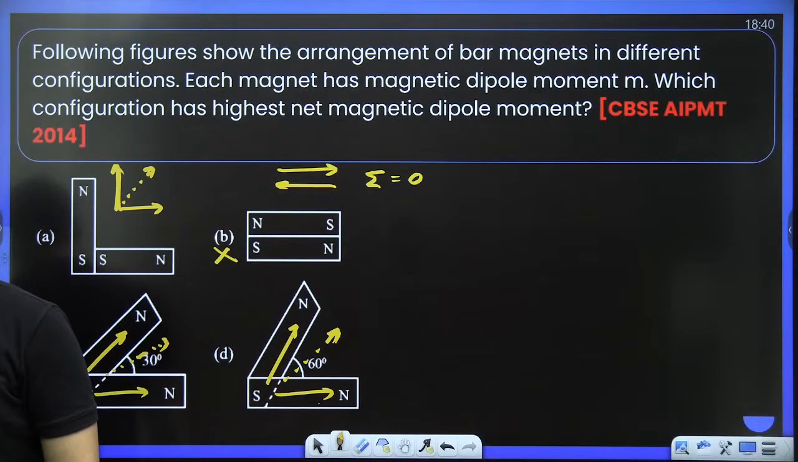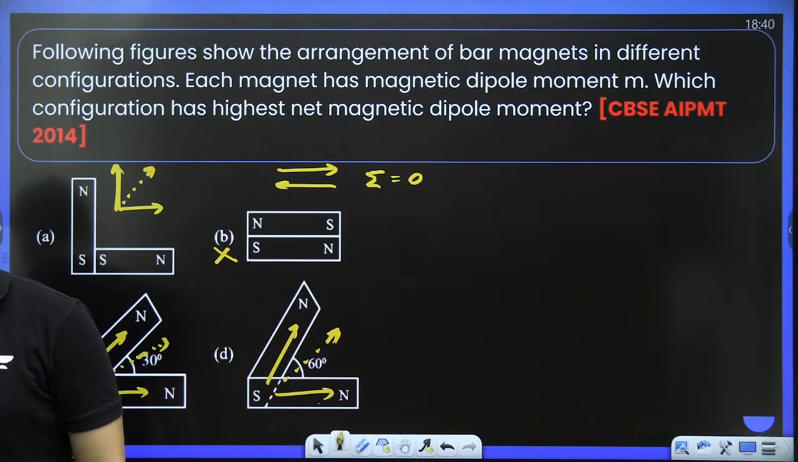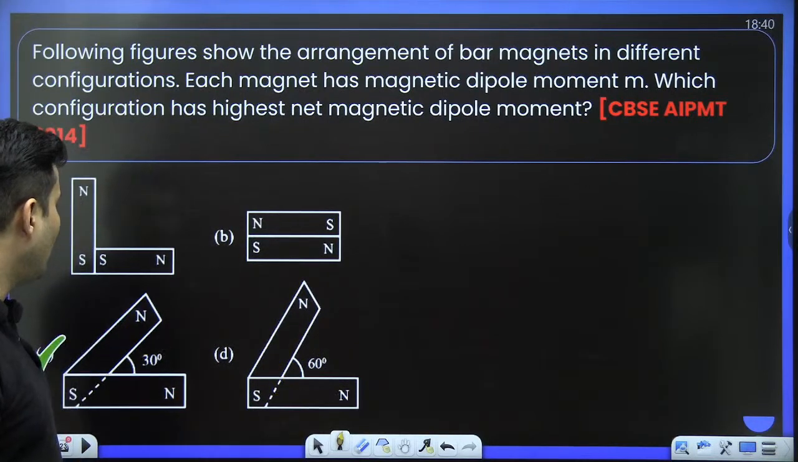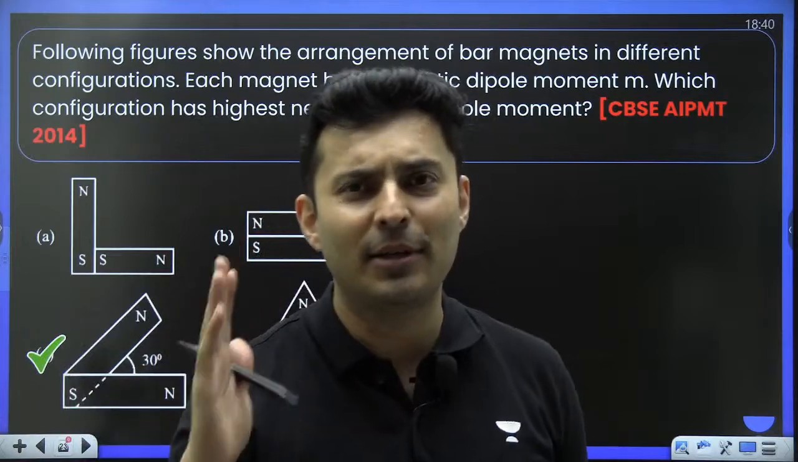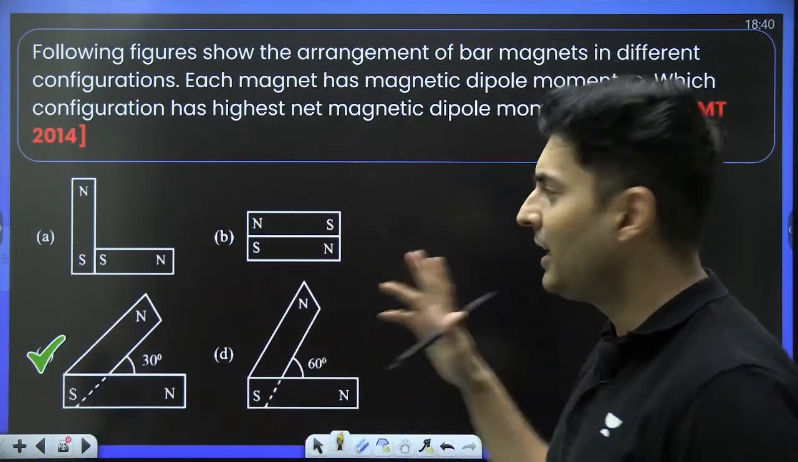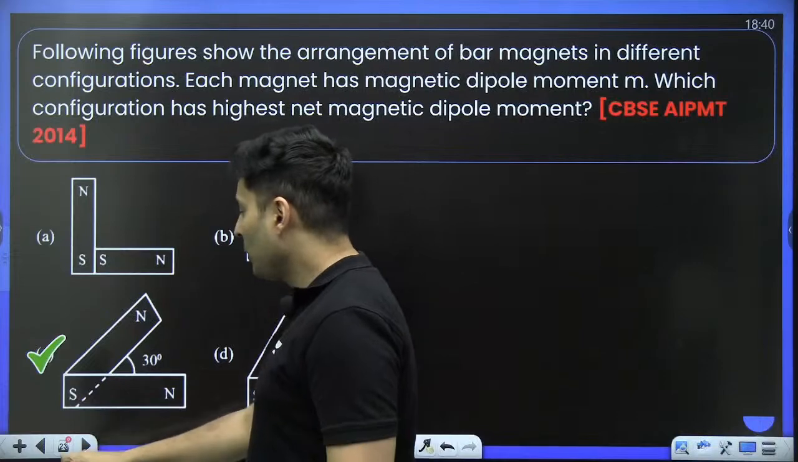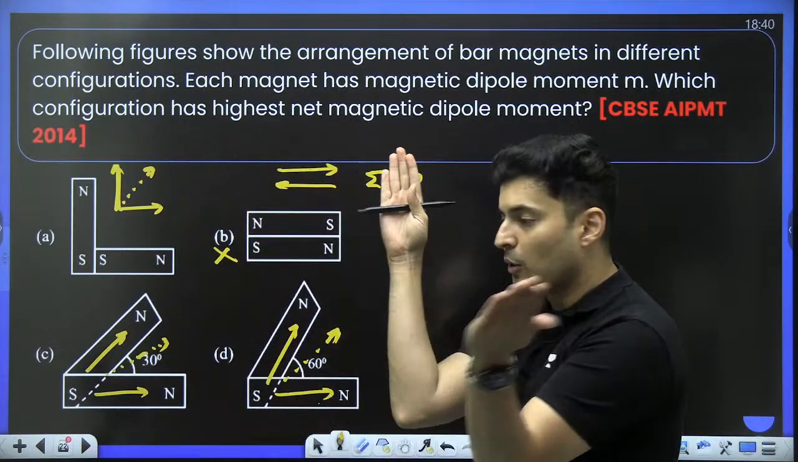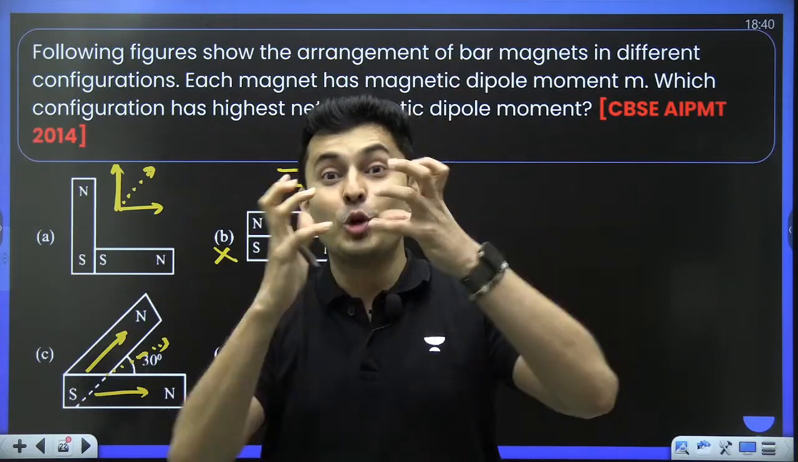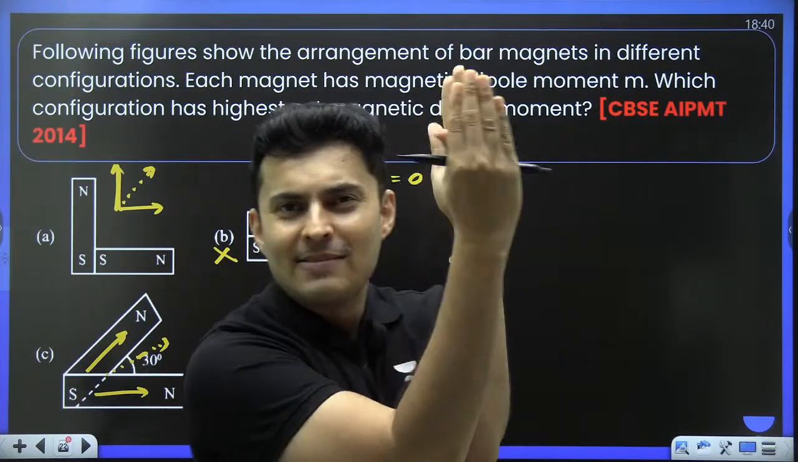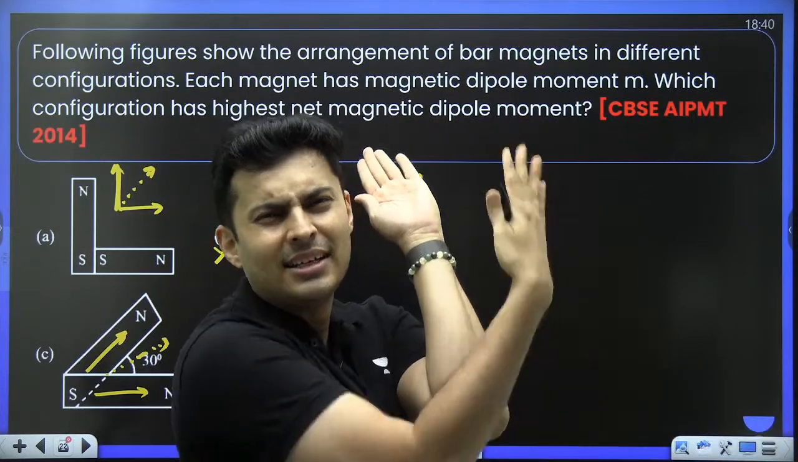Jyoti saying C. Bharatan also saying C. Is that so? Pakka, confirm, lock. Very good. Yes, the correct answer is C, 30 degree. Why do you think it is 30 degree? Because the closer the vectors are, their addition, their resultant, their cumulative effect will become stronger. If the vectors are far away, then the resultant will be weak.